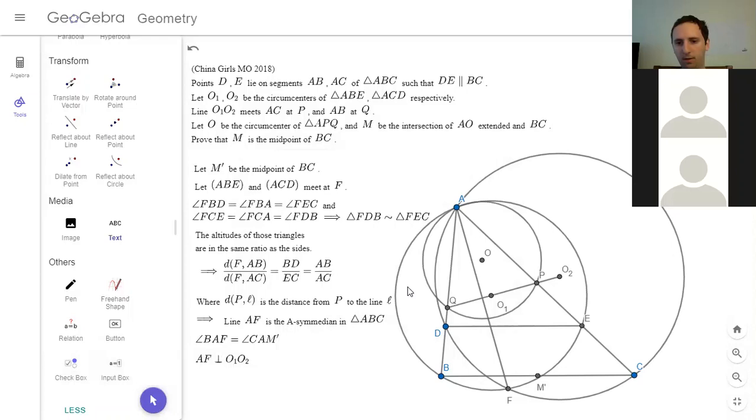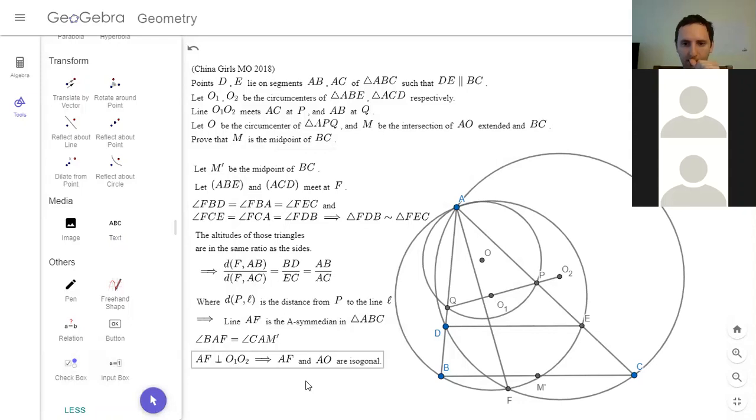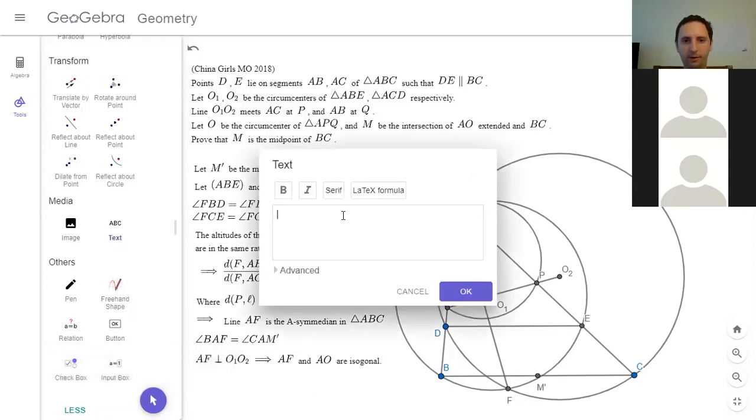So I'll just write it like this. So this means that AF and AO are isogonal. And that means that AO and M prime are collinear, as M prime is equal to M. M is the midpoint of BC.